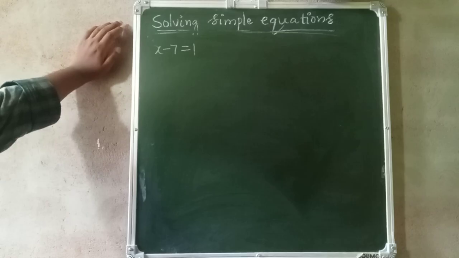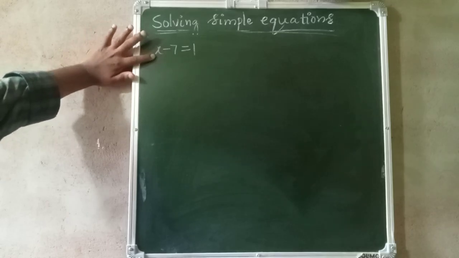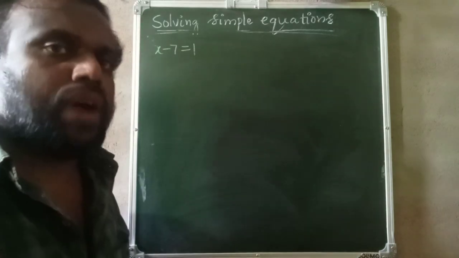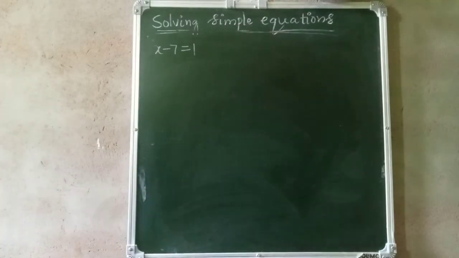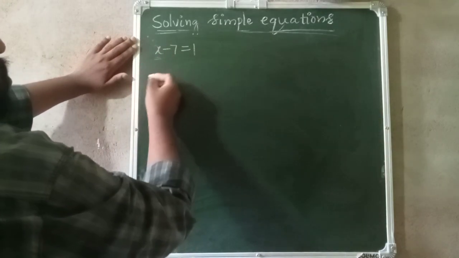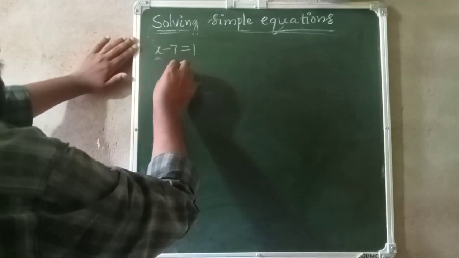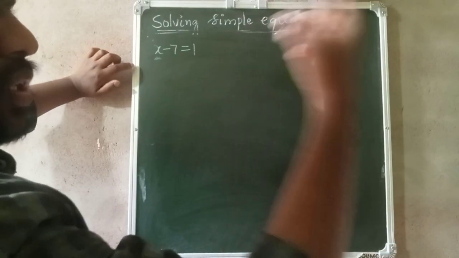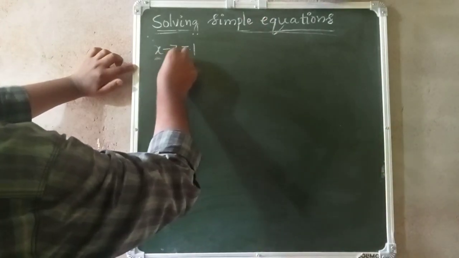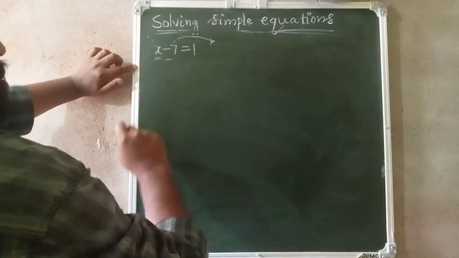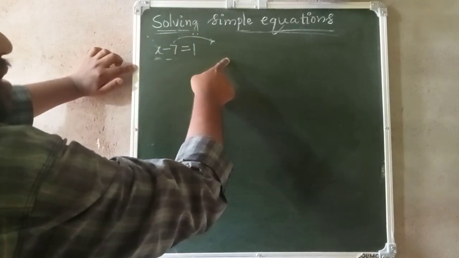Here the variable is x. So we have to solve this equation. That means we have to find the value of x. So we want x. So keep this x on one side. Whatever remains, you move to the other side. The remaining is minus 7. So we have to move this minus 7 to this side, after the equal sign.